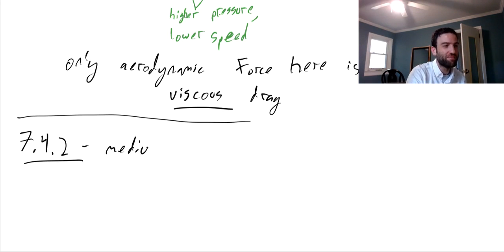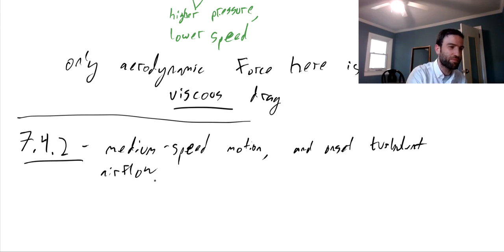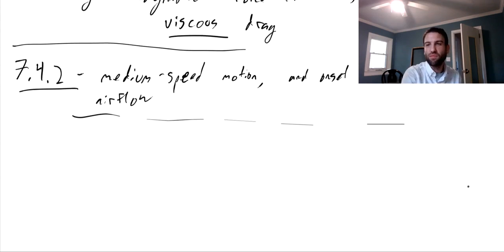medium speed motion, and onset of turbulent airflow. Okay, so if there's laminar airflow, the ball is just experiencing a viscous drag that's slowing it down, but there's no other aerodynamic forces. Now, when the Reynolds number starts to get a little bit higher, we know that the fluid flow becomes not laminar, but turbulent, and things start to get a little bit more interesting.